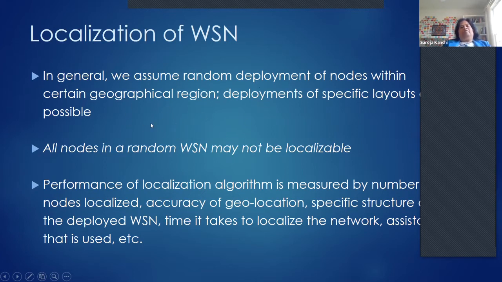Obviously, if you have a randomly deployed WSN, or wireless sensor network, it may not be localizable. But even then, we would like to localize as many nodes as possible. So the performance of a localization algorithm can be measured by the number of nodes that one can localize. And often there could be errors in the ranging information or the distance information, or even in the computation of the localization algorithm. So accuracy can finally be compared with some sample of ground truth, and accuracy then becomes important for the geolocation of these nodes.